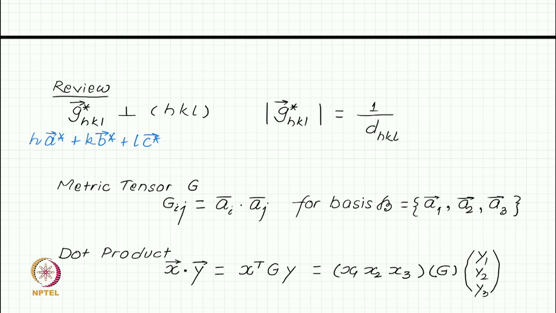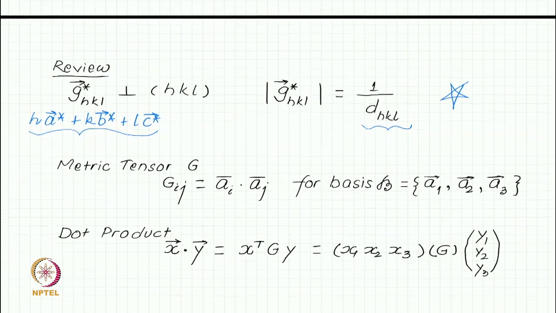The other relationship which we established in the last class is that the length of this same vector, the length of G star HKL, is exactly the reciprocal of the interplanar spacing d HKL. As I told you, these two are the most important relationships. In fact, this is the reason for the existence of reciprocal space. If these two properties were not there, reciprocal space would not have been defined at all and would have been of no use for us. So, these two are the critical properties.